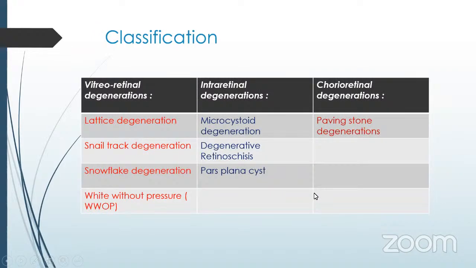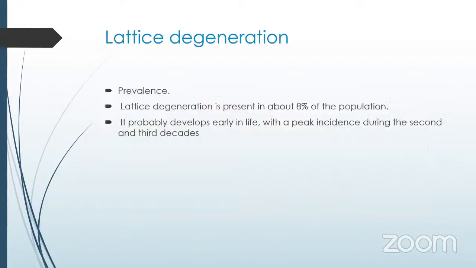Now we'll look at the classification of peripheral retinal degenerations. These are vitreoretinal degenerations, intraretinal degenerations, and chorioretinal degenerations. Vitreoretinal degenerations include lattice, snail-track, snowflake degeneration, and white without pressure. Intraretinal include microcystoid degeneration, degenerative retinoschisis, and pars plana cyst. In chorioretinal there is paving stone degeneration.